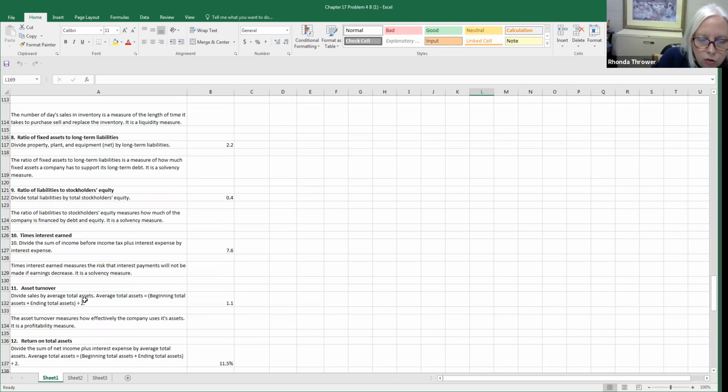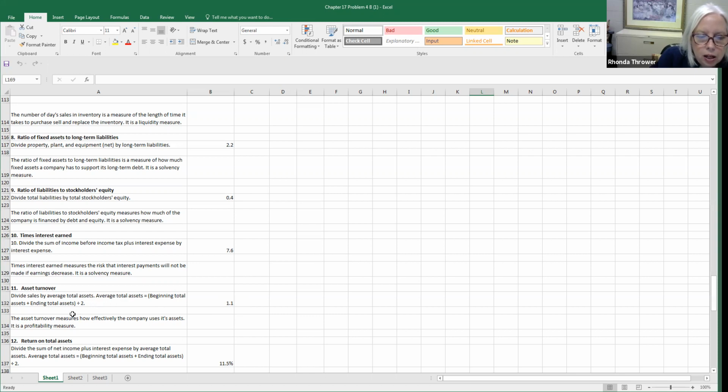So again, the asset turnover is where we divide our sales for year 2 by the average total assets. To find the average total assets, we take the beginning total assets, which comes from the ending total assets in year 1, plus the ending total assets of year 2. The sum of that is divided by 2 to get the average total assets. So divide sales by the average total assets, and it'll give you 1.1 times.